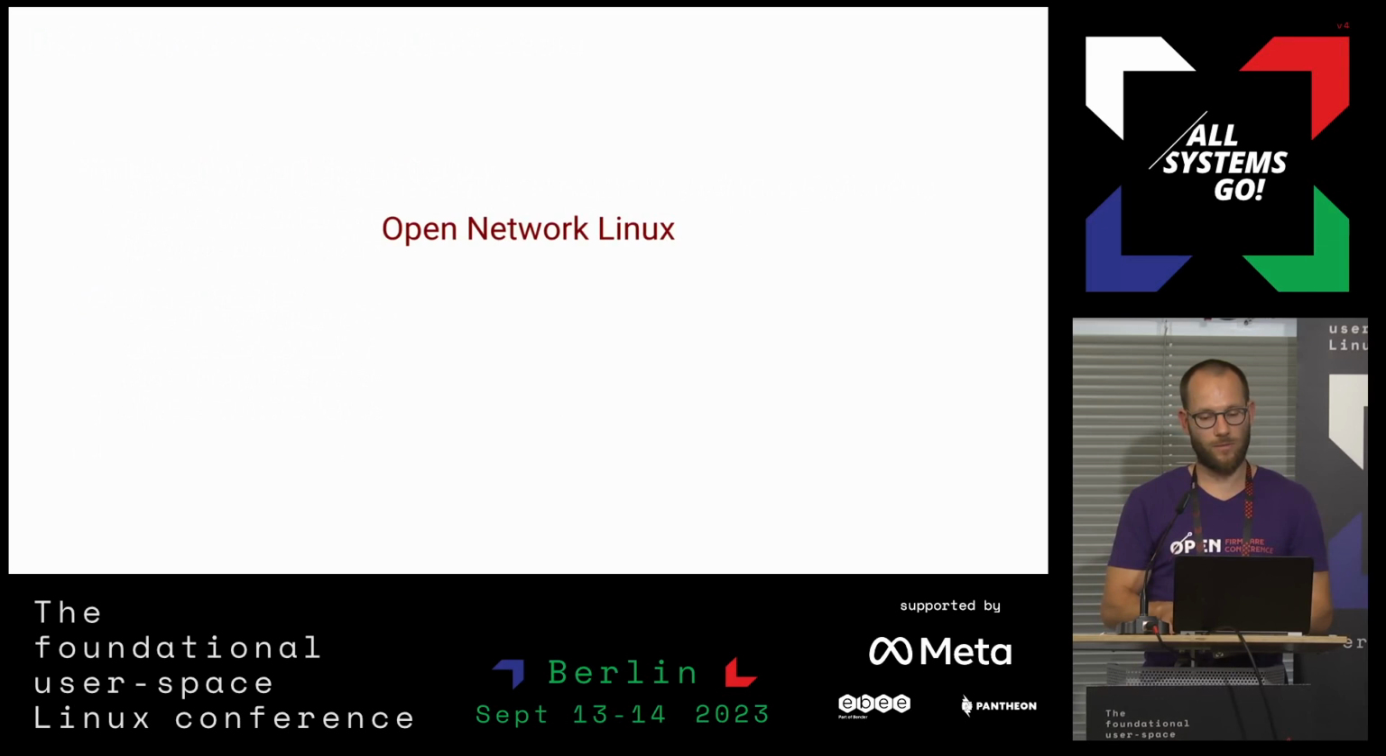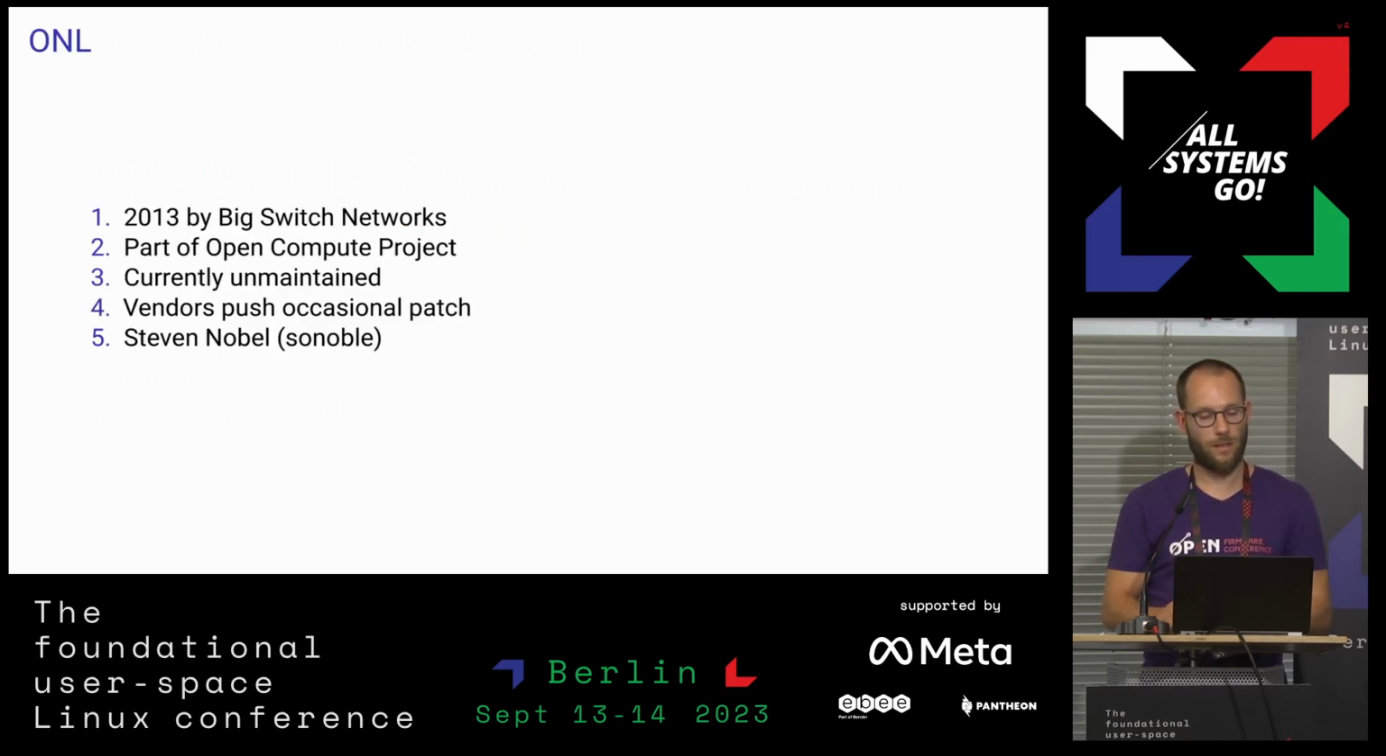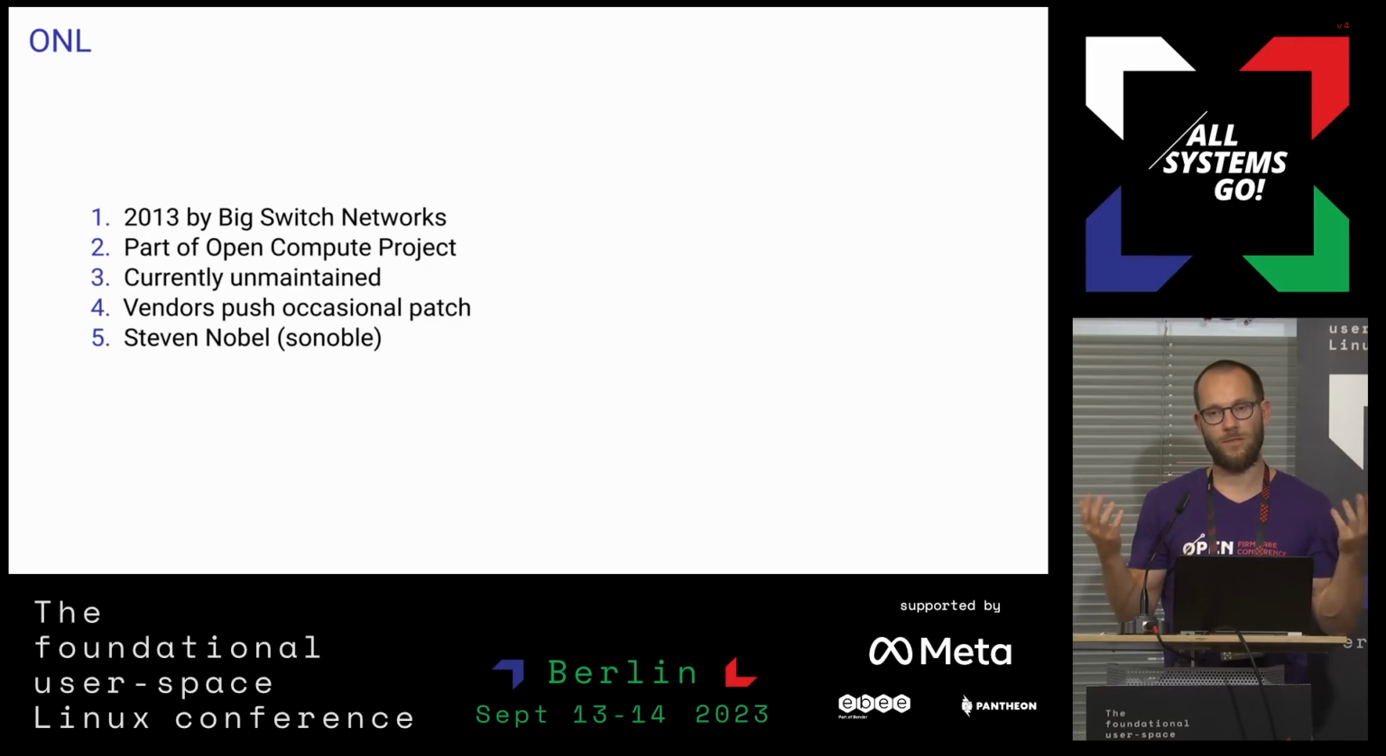All right, now a little bit back to history. So Open Network Linux, in 2013, was founded by Big Switch Networks, part of the Open Compute project, but it's currently unmaintained. Big Switch Networks was acquired by Arista, and then they shut down Open Network Linux, and there was nobody else who picked it up. Unfortunately, I'm still surprised because it was actually under the Open Compute umbrella, so I would have thought some other vendor would pick it up, but it wasn't like this.